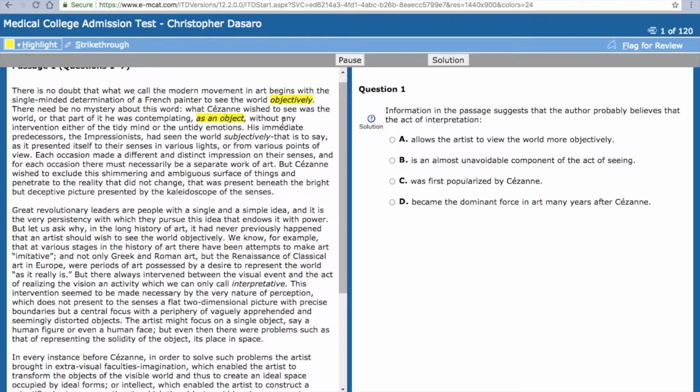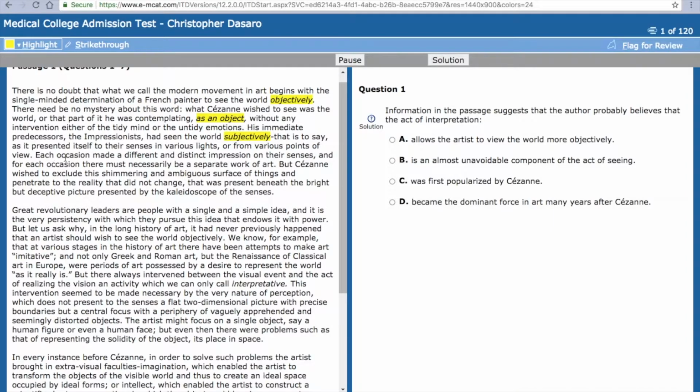And that's important because this implies that there's been a different perception at a different point in time, because this is apparently revolutionary. "Without any intervention, either of the tidy mind or the untidy emotions. His immediate predecessors, the Impressionists, had seen the world subjectively, that is to say, as it presented itself to their senses in various lights, or from various points of view." See, there's a contrast. His predecessors want to see it subjectively. In comparison, he wants to see it objectively.